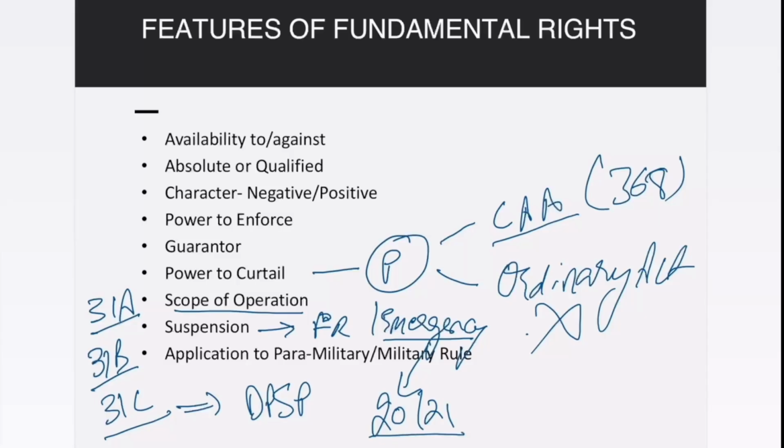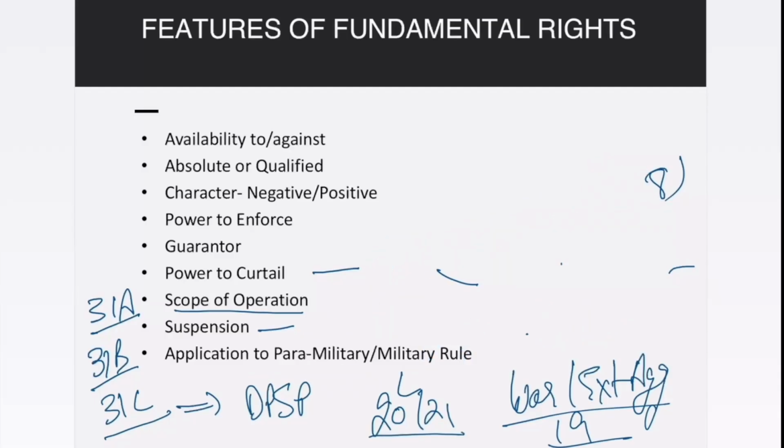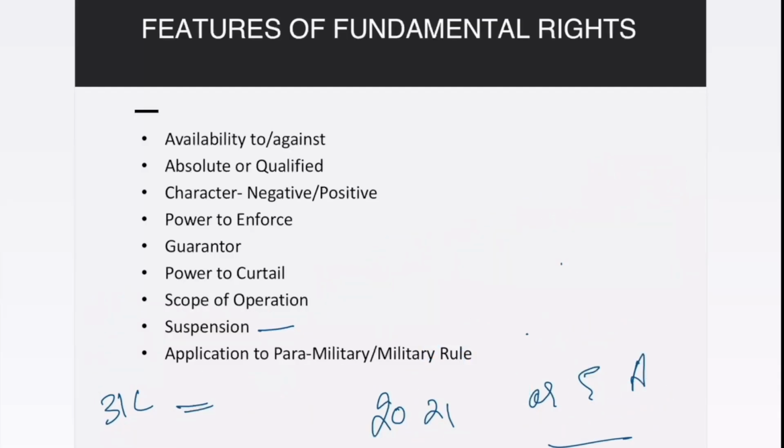Moreover, even the six rights guaranteed under Article 19 can be suspended only when emergency is declared for reasons of war or external aggression. Only in such a scenario can the rights under Article 19 be denied, not in any other case. Then, whether these are applicable on military and paramilitary services. For this also we have certain articles and provisions in the Constitution which explain the application of fundamental rights vis-a-vis the paramilitary forces.